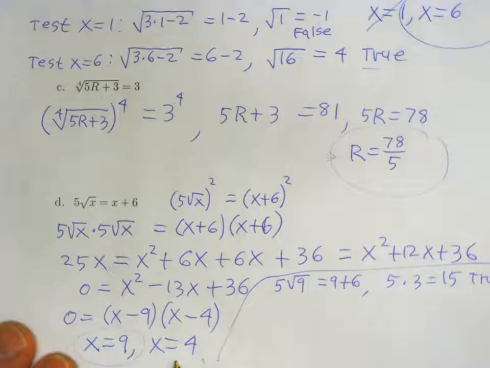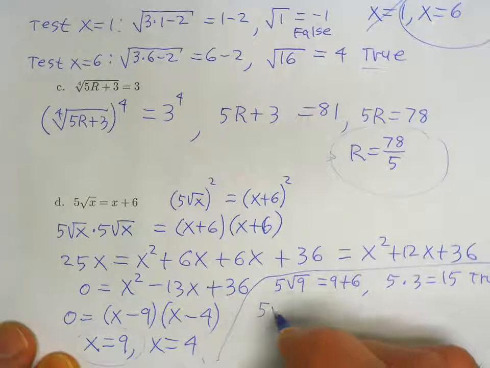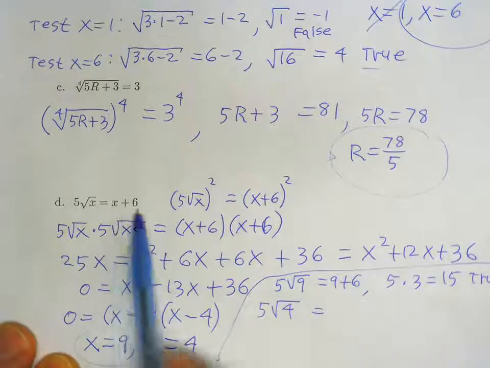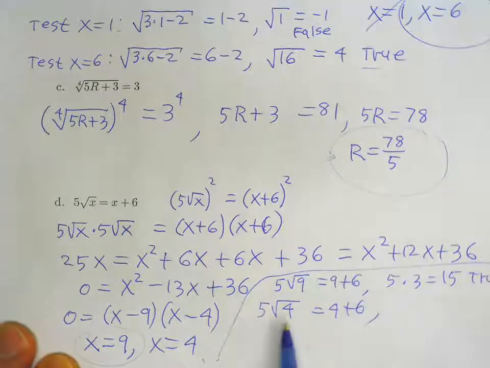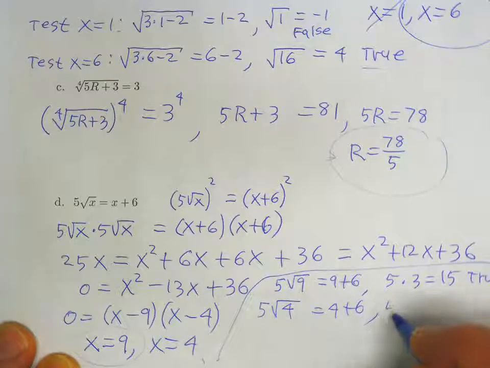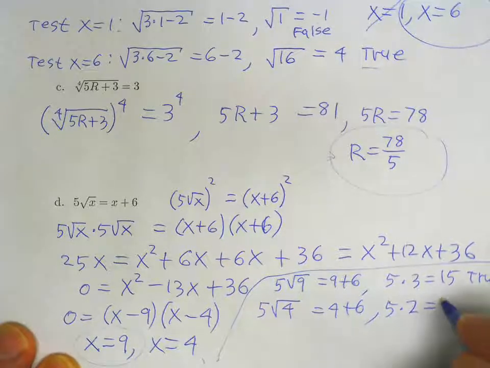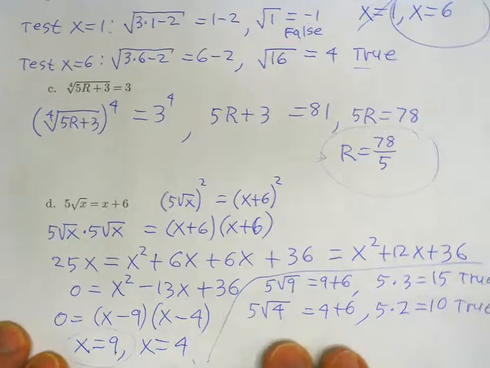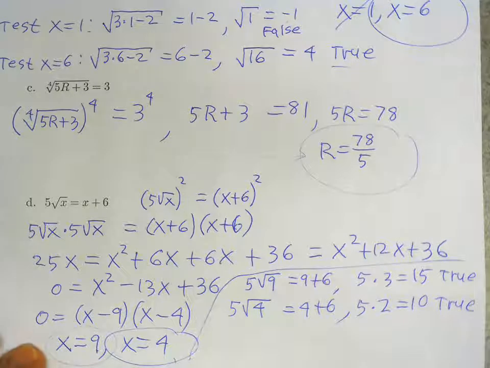When you test x equals 4, replace x with 4, we get 5 times the square root of 4. On the right-hand side, 4 plus 6, replace x with 4 this time. The square root of 4 is 2, so we get 5 times 2. And on the right-hand side, 4 plus 6 is 10. 5 times 2 equals 10. That's obviously true also. So both of those are true. So both numbers 9 and 4 are solutions.